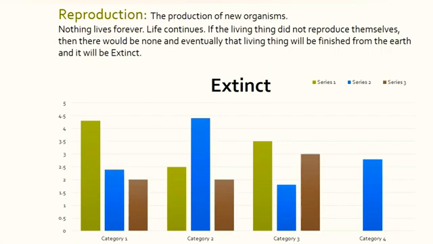Reproduction of new organisms. What is reproduction? The production of new organisms. Nothing lives forever. Life continues. How can it be continuous? If the living things produce. But on the other hand, if the living things did not reproduce themselves, then there would be none of them, and eventually that living thing will be finished from earth and it will be called extinct.